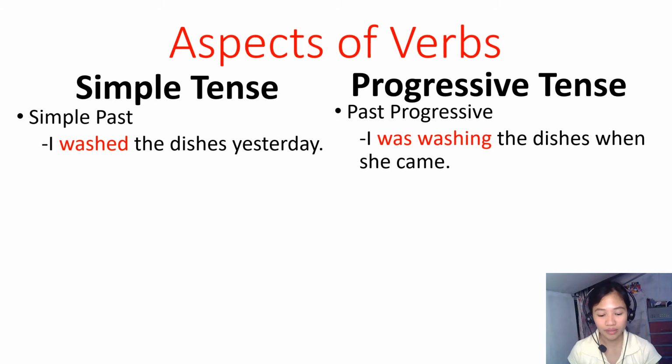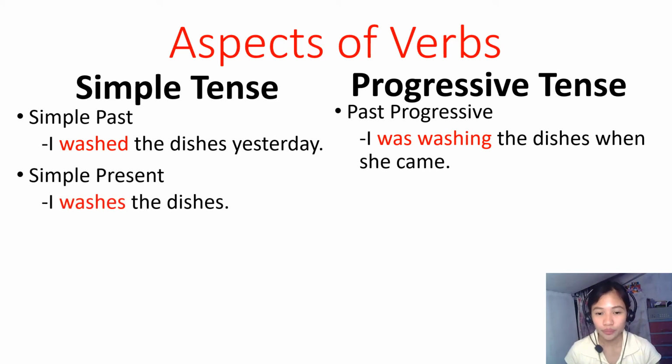When I say past progressive, this indicates a continuous action that was happening or going on at some point in the past. It happened in the past, but may still be happening in the present. For example, I was washing the dishes when she came. This past progressive is used to talk about activities that happened over a period of time in the past.